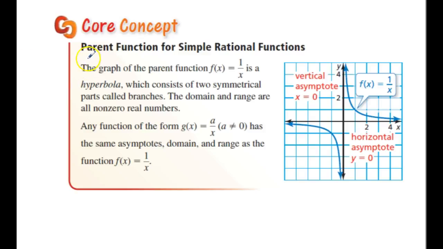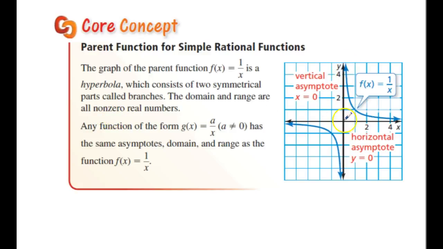Okay, so the first thing we want to look at is the parent function, right? Because we always start with our parent function and then we can translate it and change it. So our parent function is f of x equals 1 over x. And the graph that makes is called a hyperbola, and you'll see that over here in the blue. It's got two different pieces, which we have to keep in mind. They're called branches. So the domain and range are all non-zero real numbers.